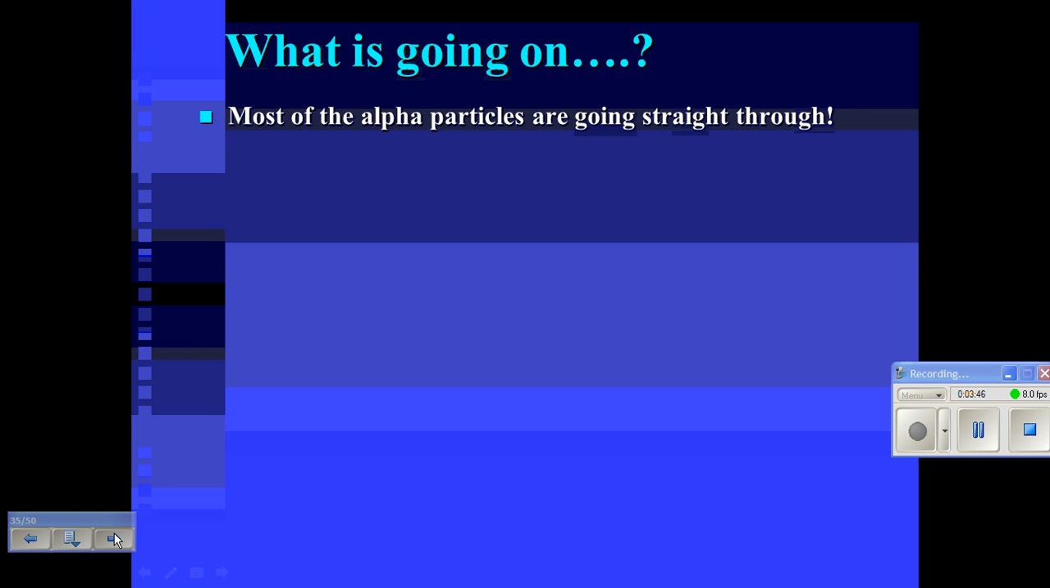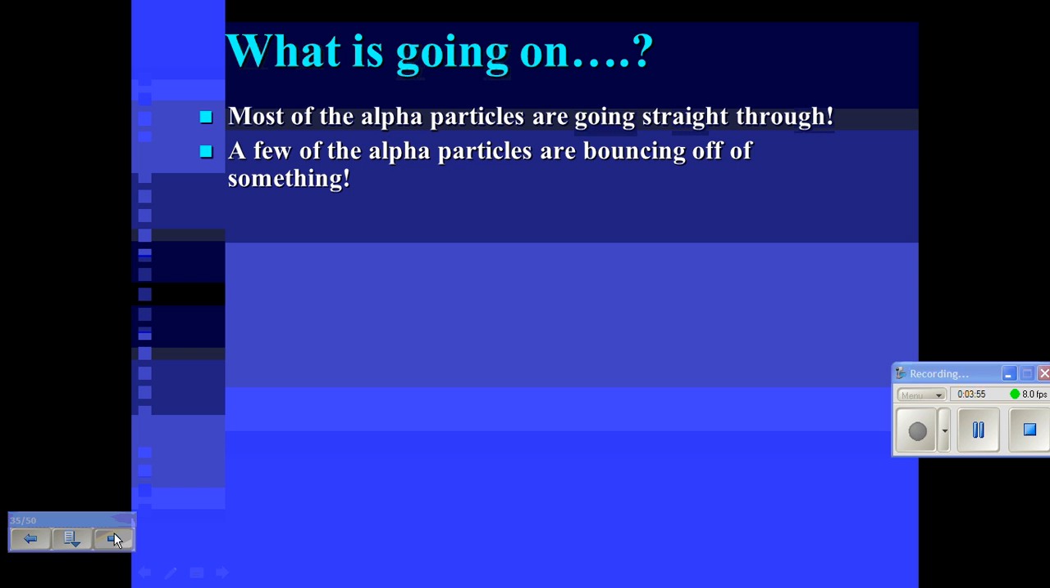So what was going on? Most alpha particles went straight through and the detector picked them up. What were they bouncing off of? What was causing these positive particles to repel? Well, according to Ben Franklin, it had to be something positive. And with Goldstein and Thomson's work, they understood that there were positive and negative particles in the atom.